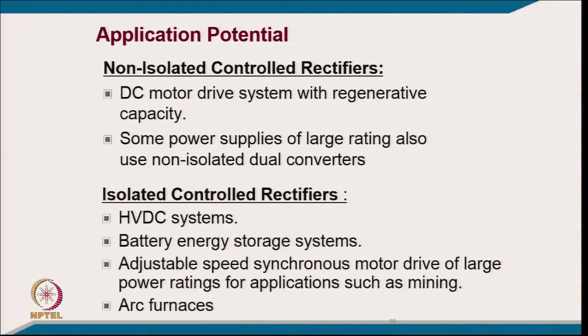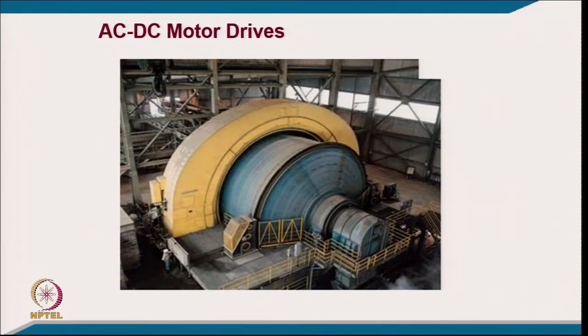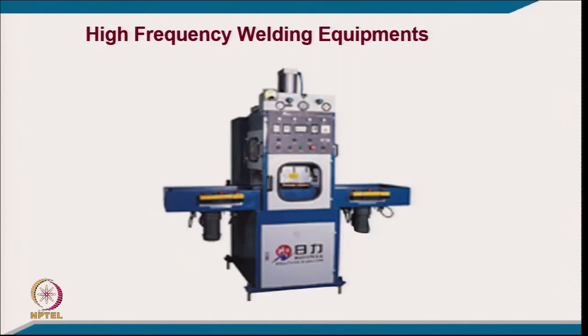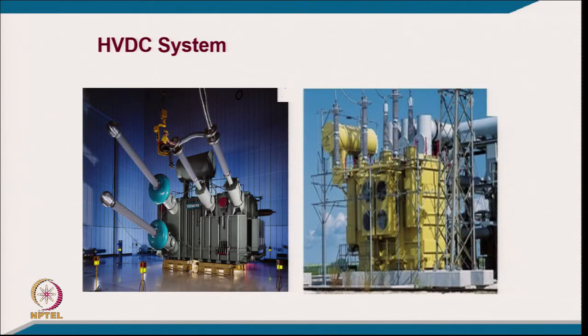And of course, isolated controlled rectifiers are used in HVDC, battery energy storage systems, and adjustable speed synchronous motor drives of large power rating for applications such as mining, and then arc furnaces. Well, some of the typical examples you can see are AC motor drives of very large rating, of the order of up to 75 megawatt, and then high frequency welding machines, initially for AC to DC conversion.